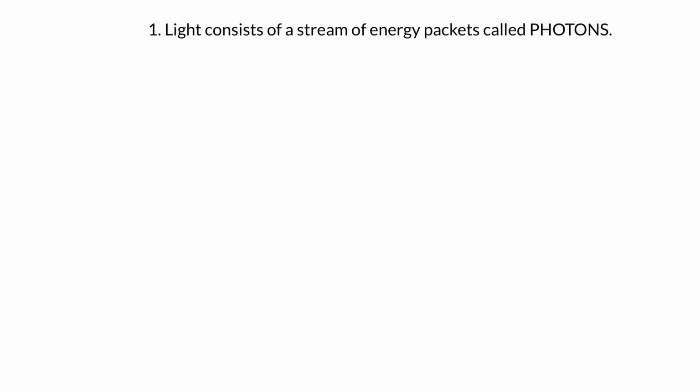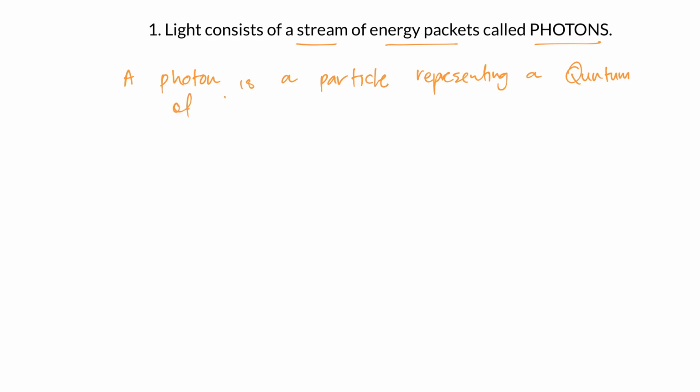Subheading. Light consists of a stream of energy packets called photons. Right, your first little heading is light consists of a stream of energy packets called photons. A photon is a particle representing a quantum of light energy.